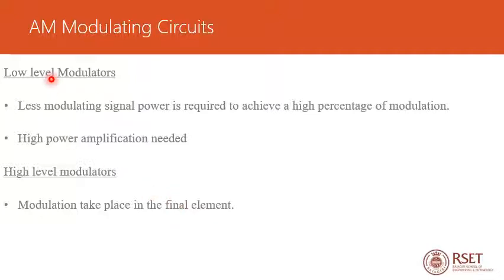So in case of the low level modulator, it requires very little modulating signal power, but in case of the high level modulator, the modulation takes place in the final element of the transmitter, so it requires very high modulating signal power in order to achieve a reasonable percentage of modulation.